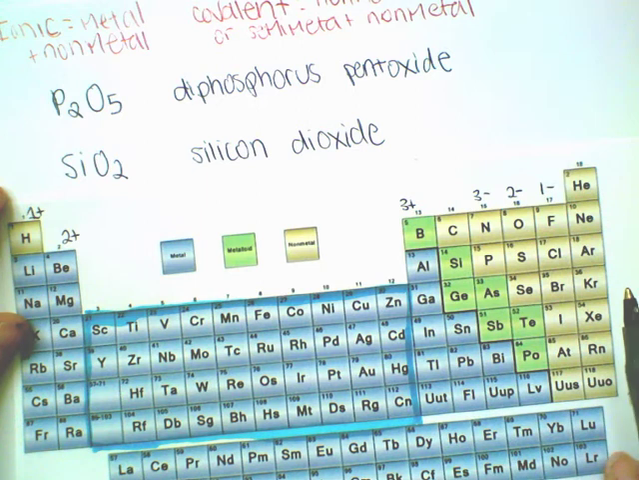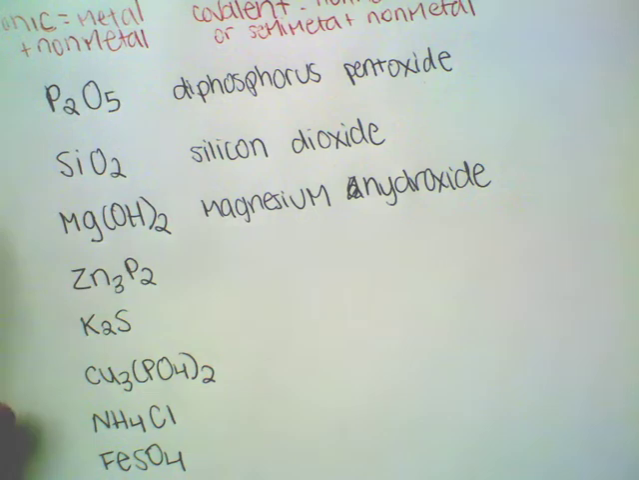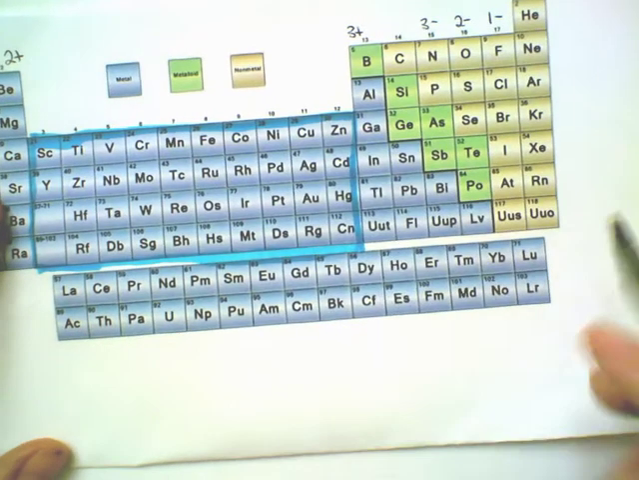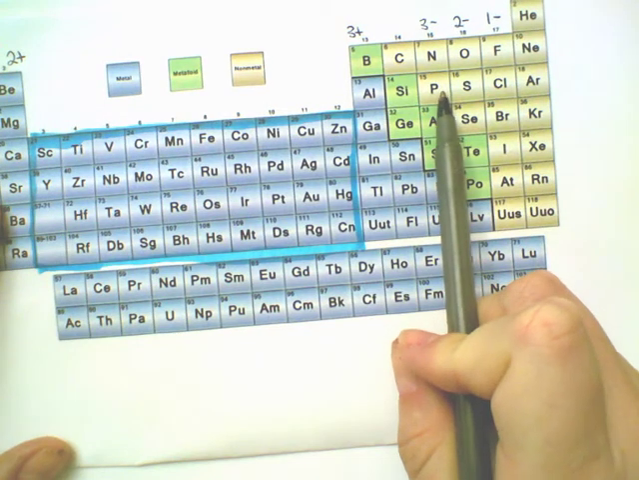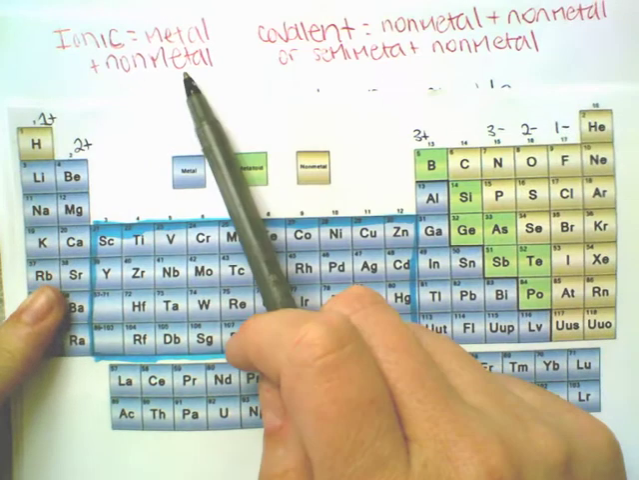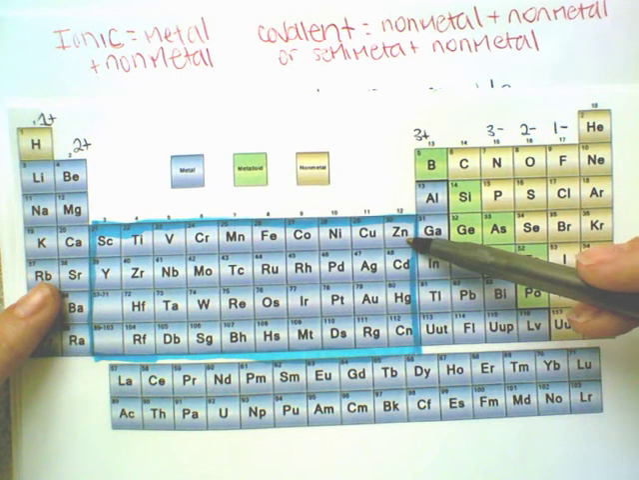I will be posting an additional video that explains how to write formulas, so that will go more into that. Next one, we have zinc and phosphorus. We have a metal combined with a nonmetal, so we know that this is an ionic compound. But in this situation, we notice that zinc is a transition metal.